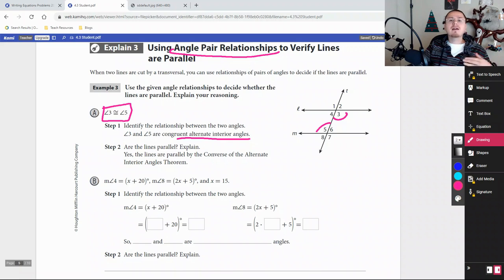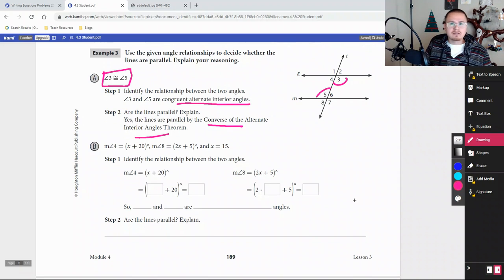And you don't have to go through any proving and writing a bunch of words, because you can use the converse of the alternate interior angles theorem, because you have the congruent alternate interior angles. That's what's cool about theorems: once you know the generalization, you can just apply it to your situations. You don't have to keep proving it and proving it unless we want you to prove it.